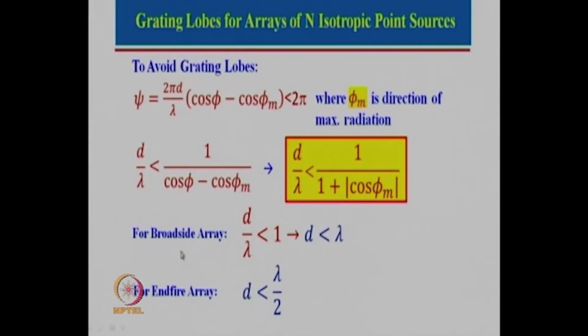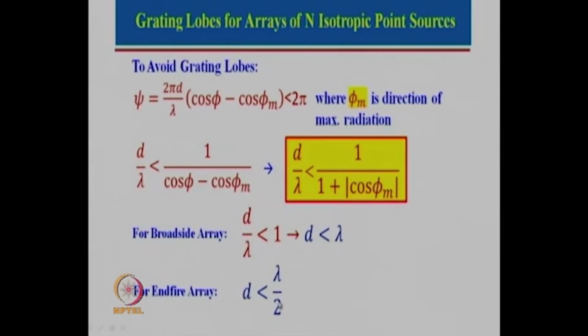That leads to a condition for broadside. What is phi m? Phi m will be 90 degrees. So, cos 90 is 0, and d by lambda should be less than 1. So, if we are designing a broadside array, d should be less than lambda. But if we are designing an end fire array, in that case phi m is 0, so cos 0 will be 1, and d should be less than lambda by 2. This is an important thing: for end fire array d must be less than lambda by 2, and for broadside d should be less than lambda. And if d is equal to lambda by 2 in the end fire case, it will give rise to grating lobes.